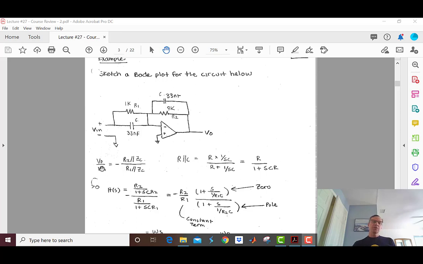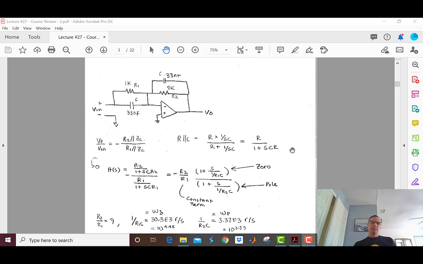So now let's substitute that into our equation for Vo over Vin, or our transfer function. R2 in parallel with ZC using this formula is going to be R2 over 1 plus SCR2. And this piece of our transfer function, using the same equation, is R1 over 1 plus SCR1. So here's my transfer function for the circuit. Perfectly good transfer function. But we were asked to sketch a Bode plot for this circuit.